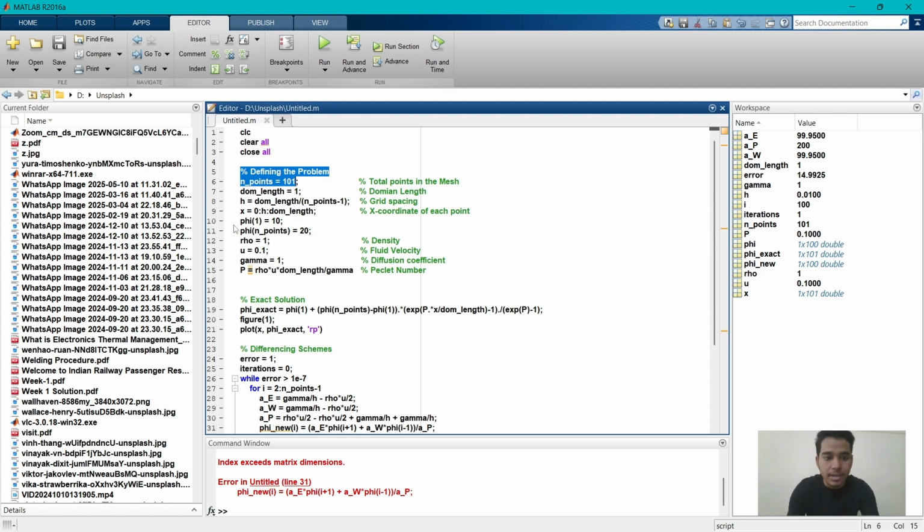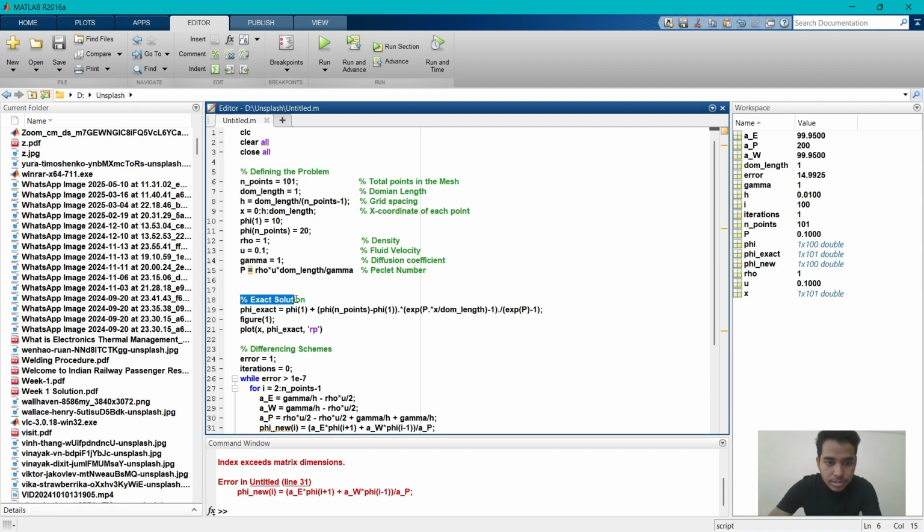Here as an initial condition I am taking phi 1 as 10 and phi endpoints equal to 20. Here rho is the density of the system, and u is the fluid velocity. Gamma here is the diffusion coefficient, and p is the Peclet number, that is calculated as rho multiplied by fluid velocity multiplied by domain length, divided by gamma, the diffusion coefficient.